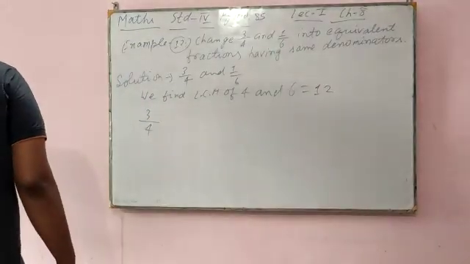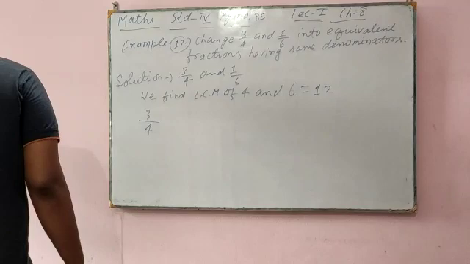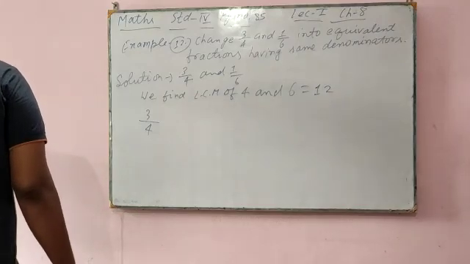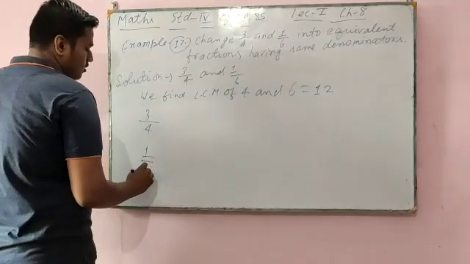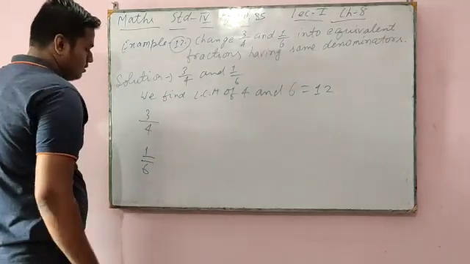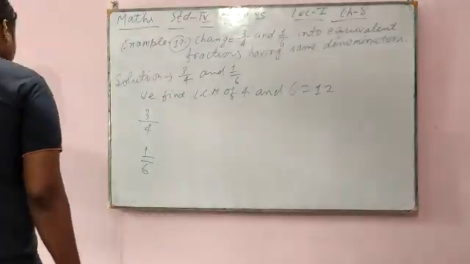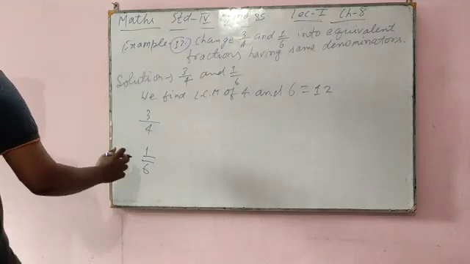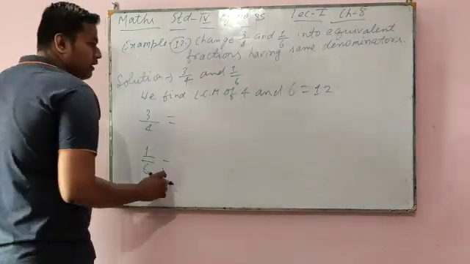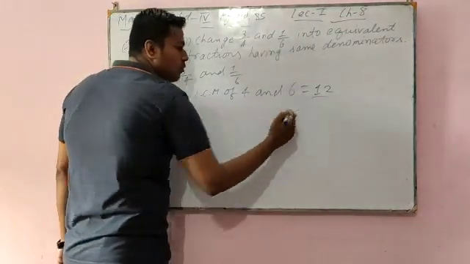First number is 3 by 4, and second number is 1 by 6. So see, here you got LCM 12.